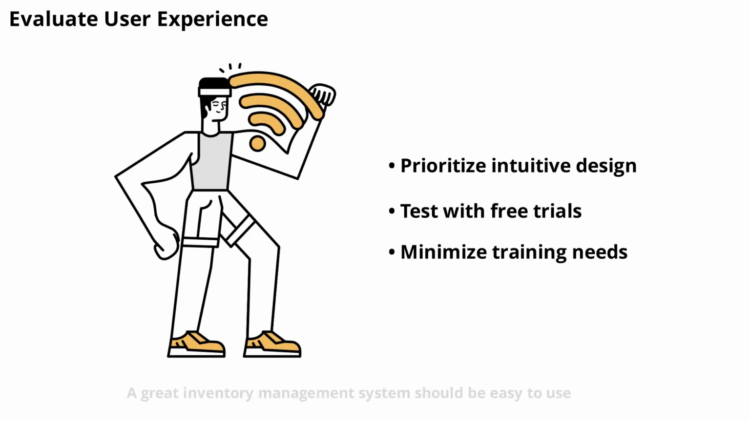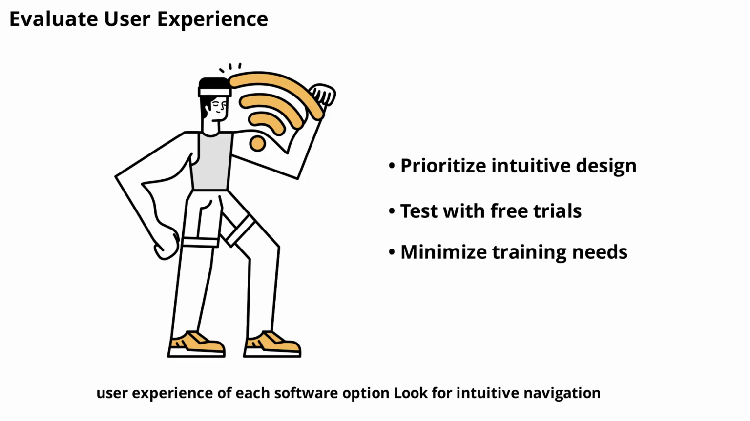A great inventory management system should be easy to use. Evaluate the user interface and overall user experience of each software option. Look for intuitive navigation, clear labeling, and helpful support resources. If possible, sign up for a free trial or request a demo so your team can test the software firsthand. A user-friendly system will encourage adoption and minimize training time.